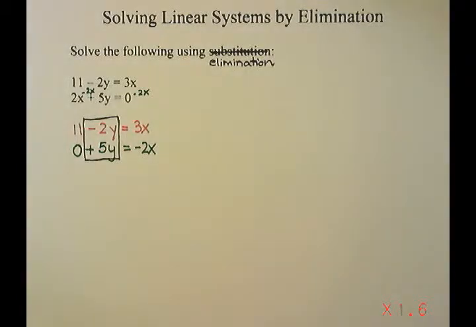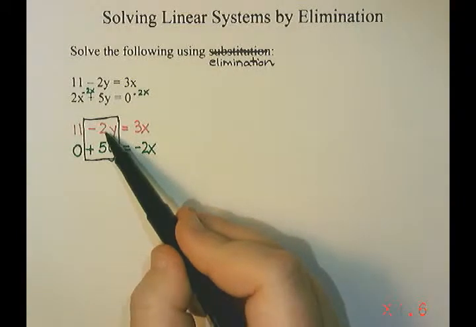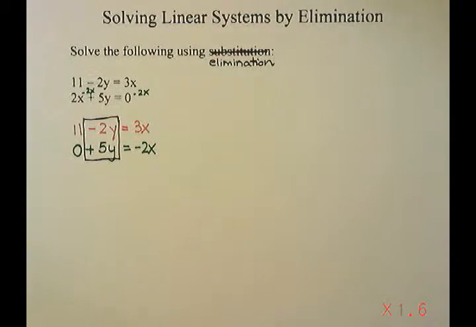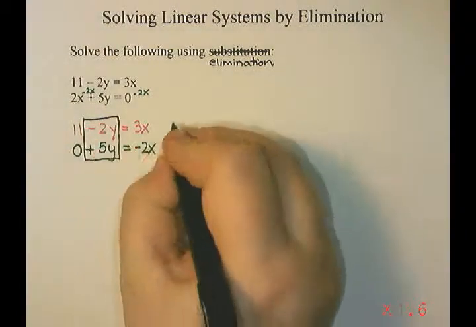So what I want to do is take each equation and try to multiply it by something that's going to give me the same number in front of both of the y terms. So I know that 2 and 5 both go into 10. So I'm going to take the top equation and multiply it by 5.